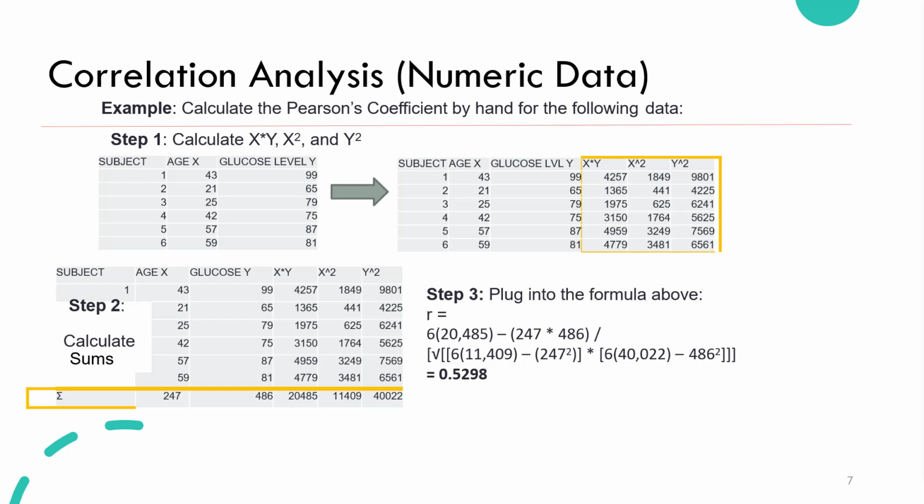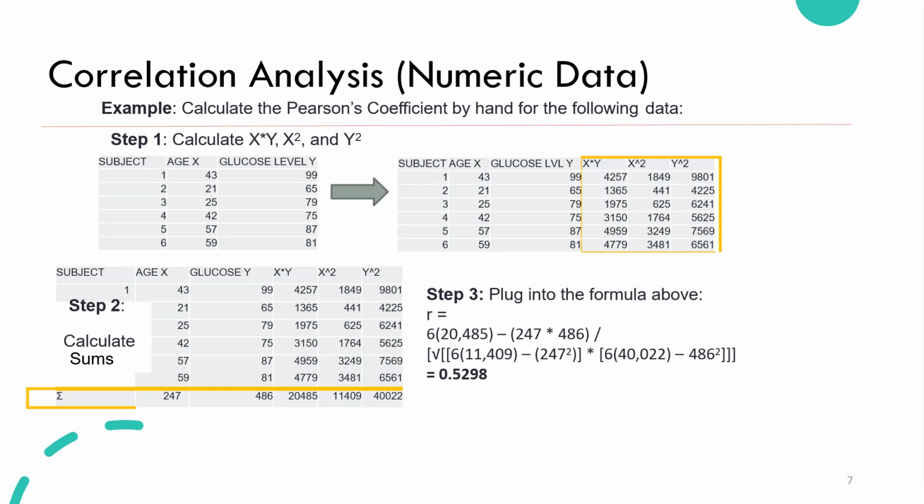So in the given example, I have x, that is the age, and then I also have the y variable, that is the glucose level. So the first thing you want to do is multiply x by y, and also square x and square y to get the values. In the second step, you sum each column, and then in the third step, you plug it into the formula.